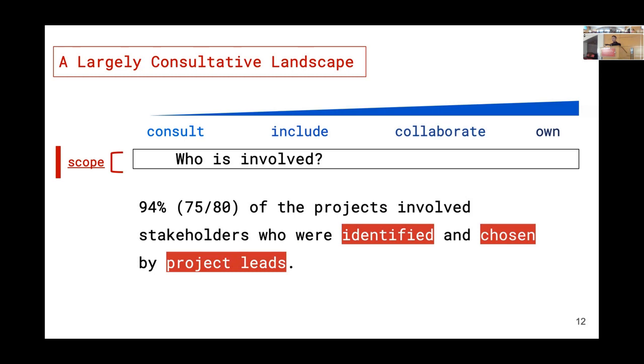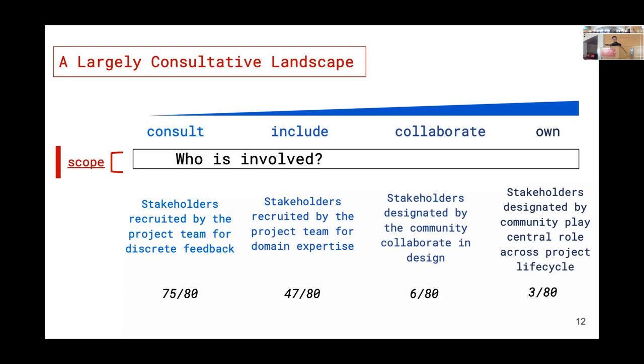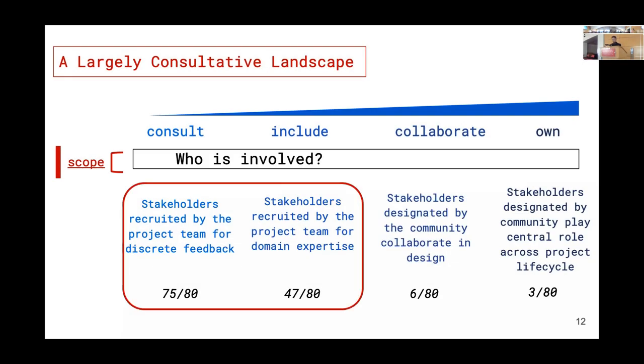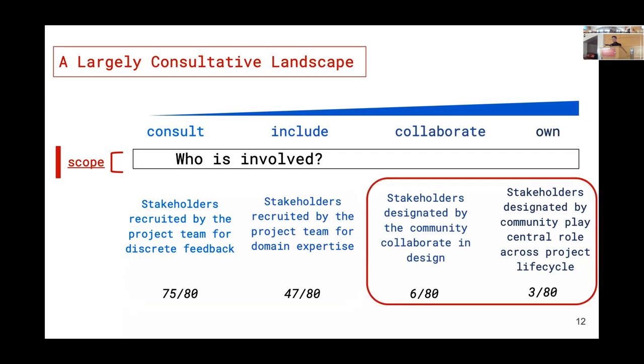As it relates to who's involved, in 94% of the projects, the stakeholders were identified and chosen by project leads. In this case, stakeholders were recruited based on criteria predetermined by the project team. This contrasts with the much smaller number of projects that leverage a community-led approach in establishing relationships with stakeholder groups.